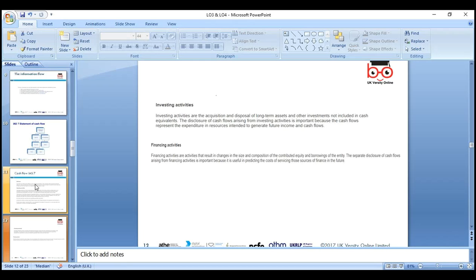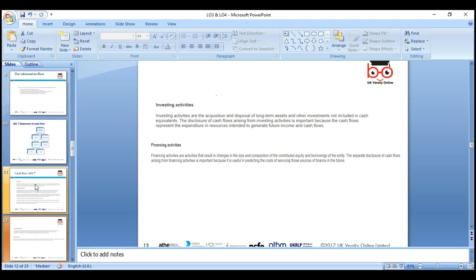Okay. And investing activities are the acquisition or disposal of non-current assets or other investments, not including cash equivalents. Disclosure of the cash flow arising from the investing activities is important because the cash flow represents the expenditure on resources intended to generate future income and cash flow.